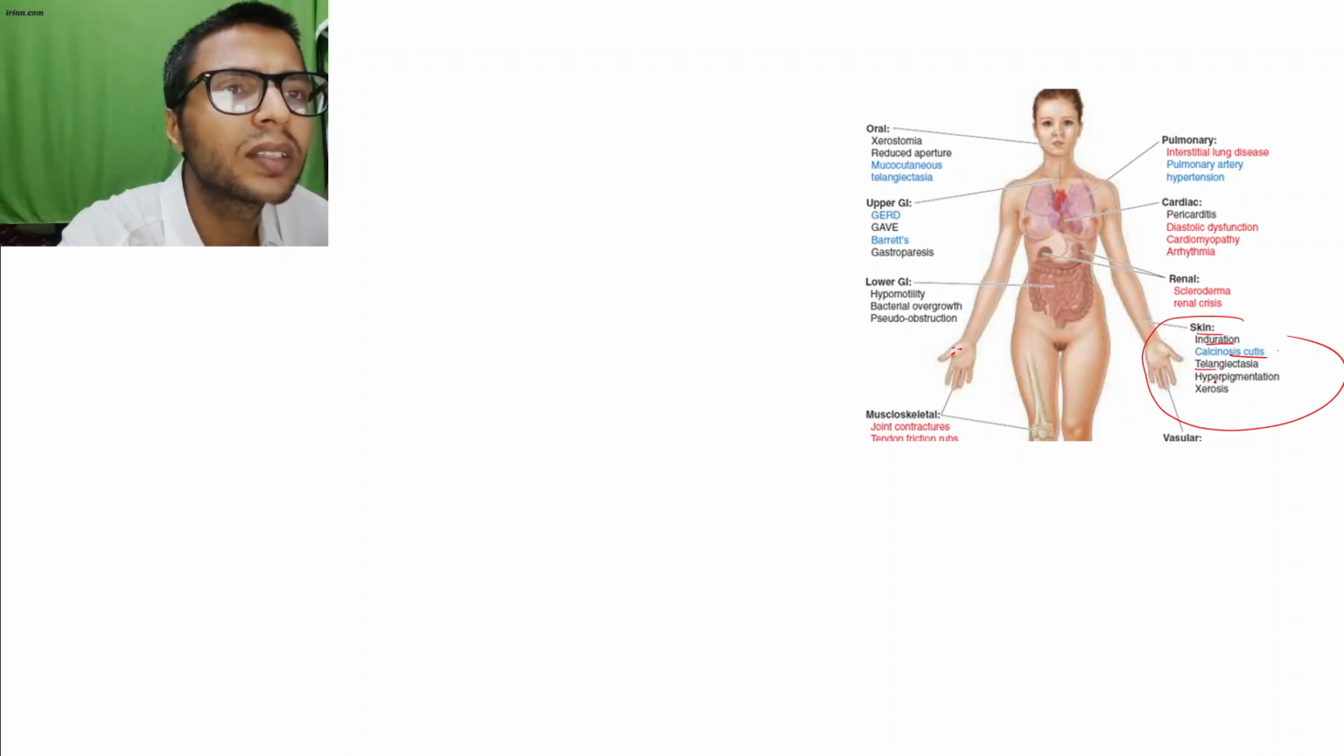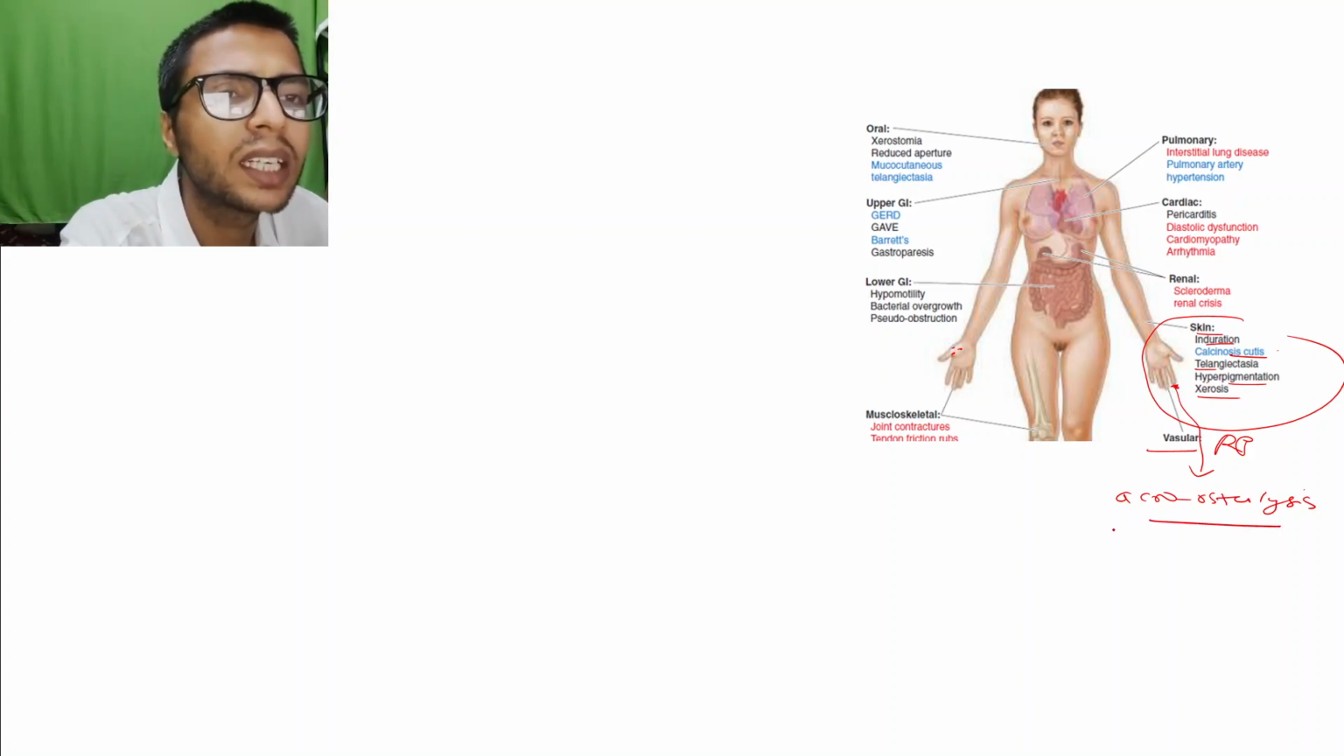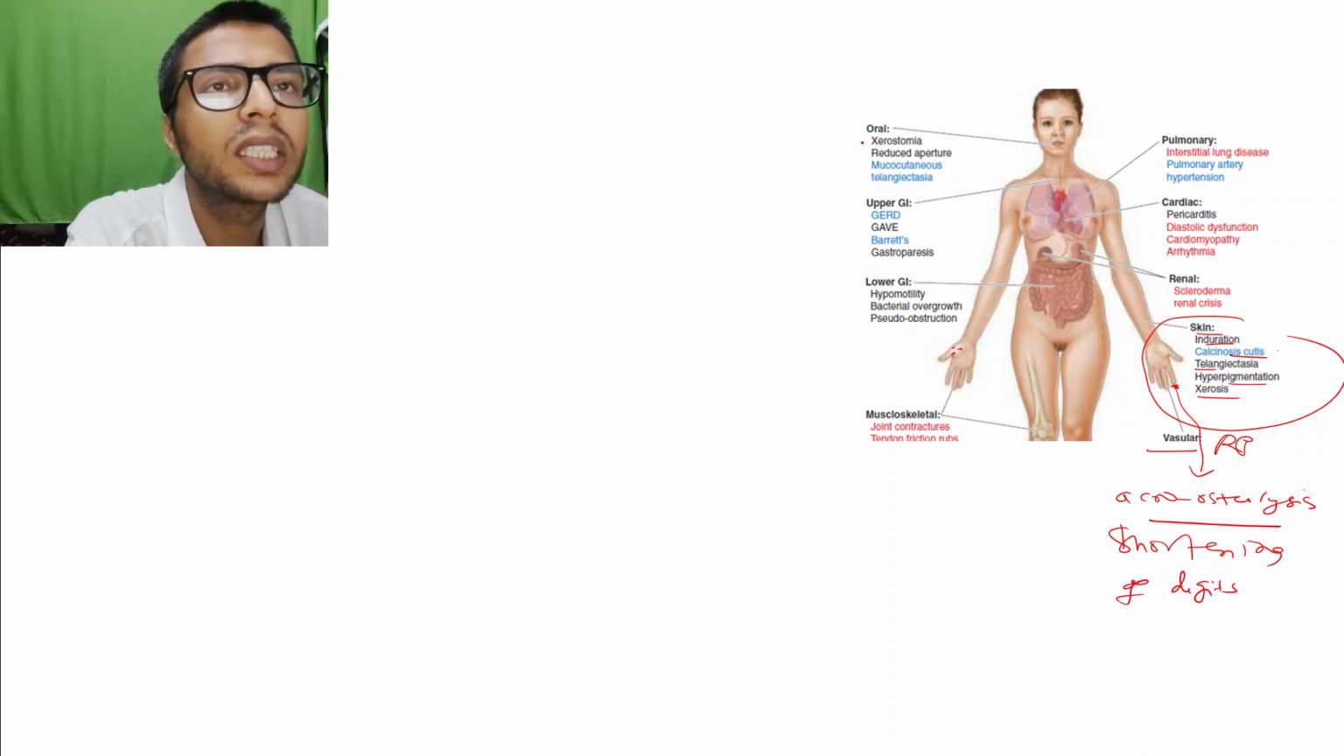Telangiectasia occurs. You can examine with nail fold capillaroscopy. Hyperpigmentation, xerosis, and in digital tips you can see Raynaud phenomenon, and there can be digital tip ulcers as well that ultimately can lead to acroosteolysis. Acroosteolysis is resorption of the terminal phalanx leading to shortening of digits. In the mouth you can see xerostomia, reduced mouth aperture, mucocutaneous telangiectasia.